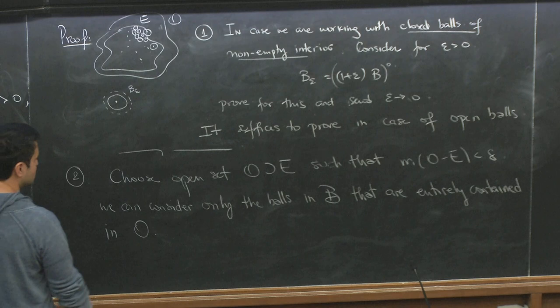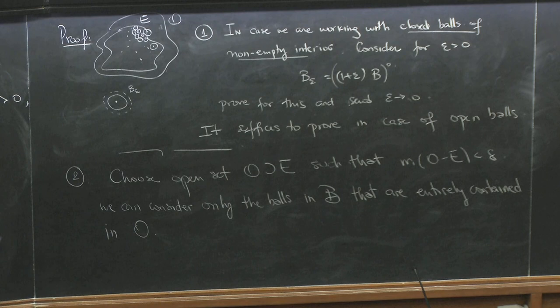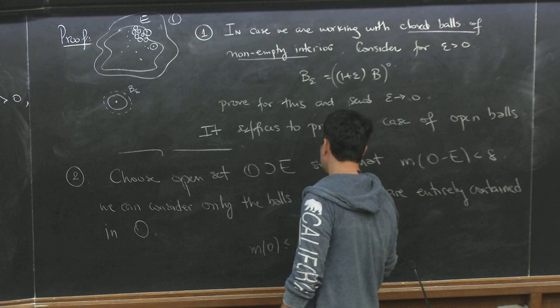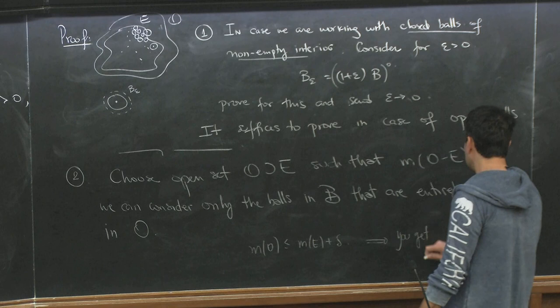Okay, so if you just disregard the rest of the balls and just consider the balls that are inside your open set O, you automatically get this right-hand side here. The sum of the measures of the disjoint balls that you will choose at the end, but you have already disregarded the ones that are bad. So all of these will be inside your set O. So this whole union will be inside O, and the measure of O is less than the measure of E plus delta, by definition, right? The measure of O is less than the measure of E plus delta, okay? So this implies that you get the left-hand side of star for free.